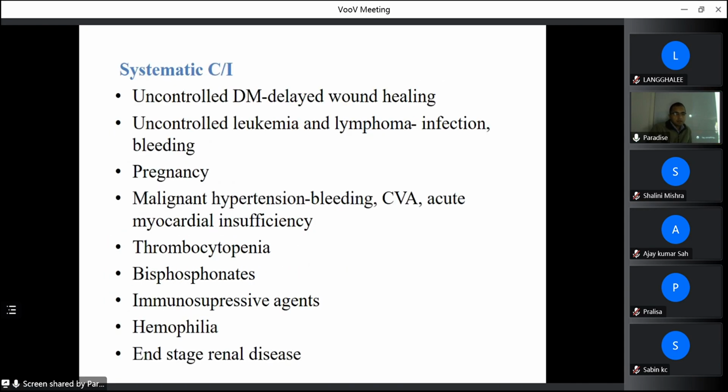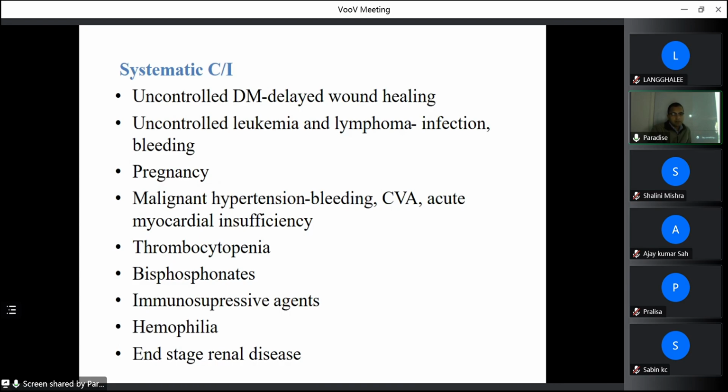Systemic relative contraindications are uncontrolled diabetes mellitus. If the blood sugar level is high, there will be delayed wound healing because the chances of infection are more, because the neutrophils could not phagocytose. So in case of uncontrolled diabetes mellitus, if the blood sugar level is high, it's better to avoid extraction. First, the blood sugar level should be controlled.